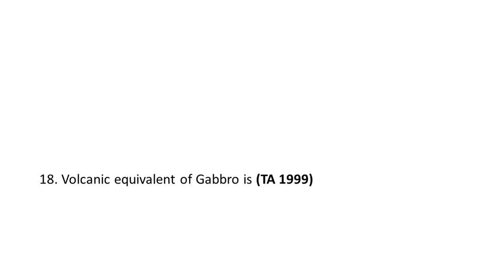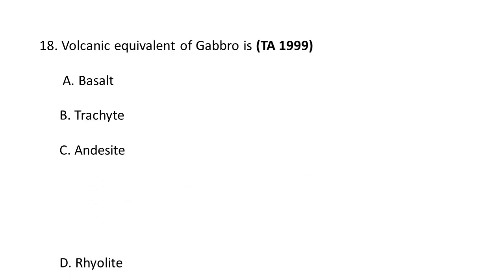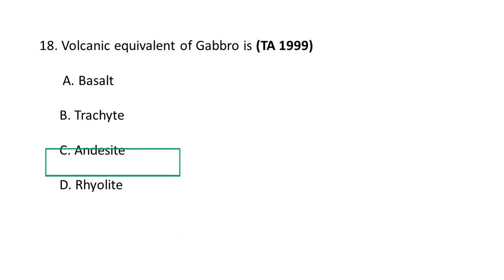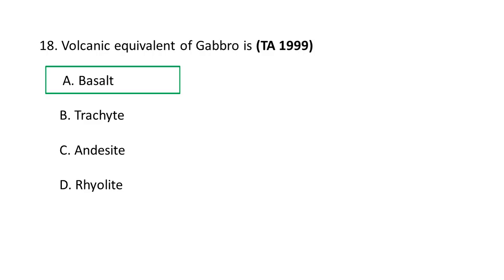Next question. Volcanic equivalent of gabbro is A, basalt, B, trachyte, C, andesite, D, rhyolite. Volcanic equivalent of gabbro is known as basalt. A is the correct option. Basalt is a fine-grained extrusive igneous rock that forms when magma cools rapidly, and it's chemically equivalent to gabbro. Basalt makes up more than 90% of all volcanic rocks on the earth, and it's a common rock on the other planets in our solar system, including Venus, Mars and the moon as well. So volcanic equivalent of gabbro is A, basalt, is the correct option.